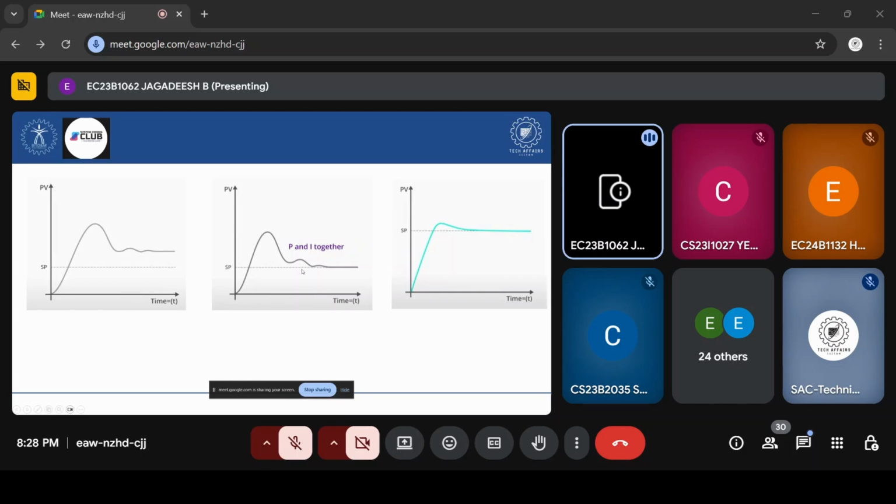In the case of integral, what integral does is it will add all the previous errors. So it is like the duration, till when the error is there, the duration of the errors. So it will decrease the steady state error, but it will take some time.